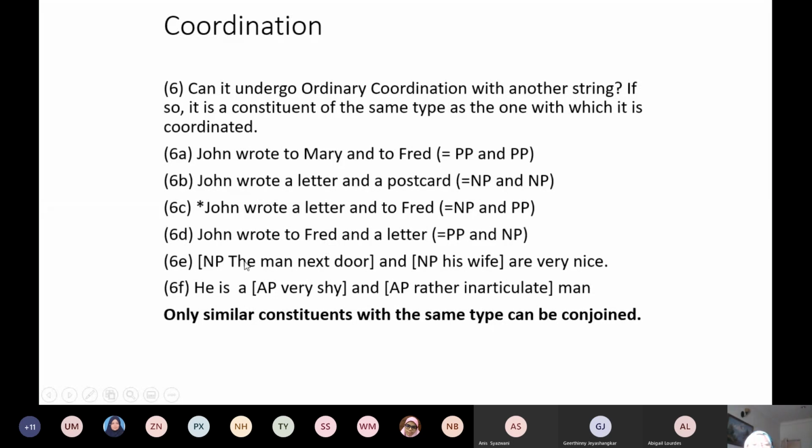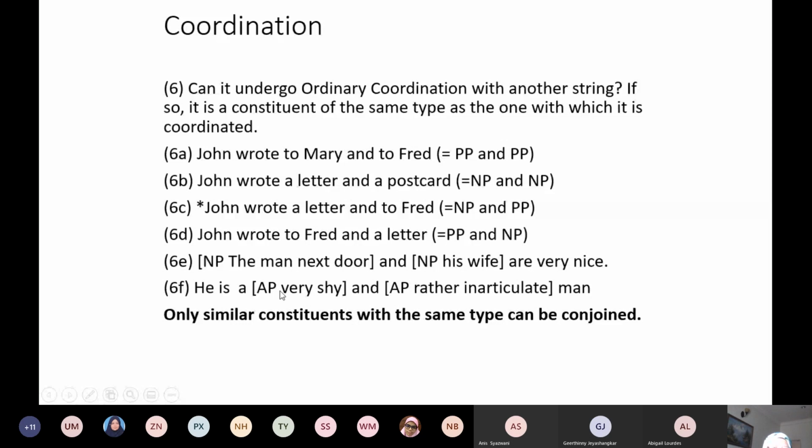Okay. But what about 6D? John wrote to Fred and a letter. Actually that's not possible, so I will mark that as ungrammatical. So meaning that when you do coordination with and, it has to be the same type. PP and PP, NP and NP. Cannot mix. And you see that this also happens when it's a longer constituent, right? Like the man next door, which is an NP, and his wife, which is an NP, are very nice. So this is also another coordination.